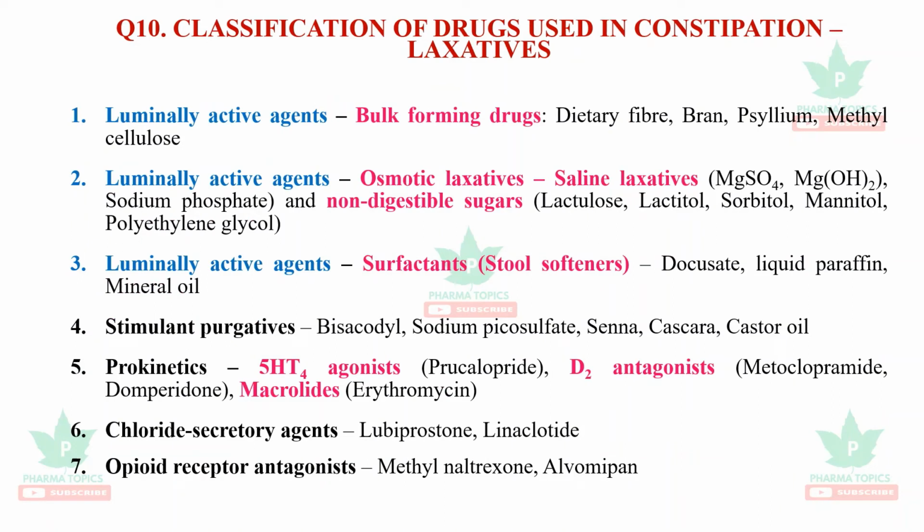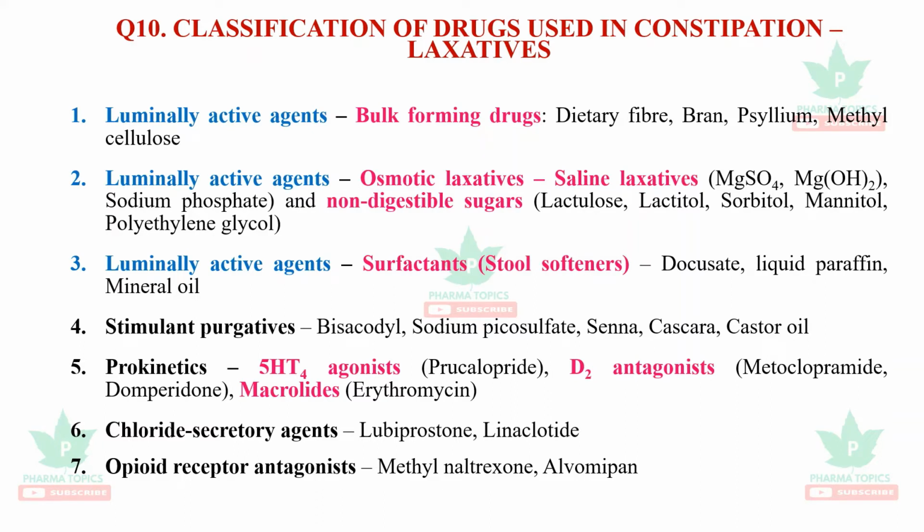Question number 10 is classification of drugs used in constipation. They may ask a question like this, or they may ask directly to classify the different laxatives. There are 7 different groups of laxatives. The first 3 are luminally active agents. They are bulk forming drugs such as dietary fiber, bran, psyllium, and methylcellulose.